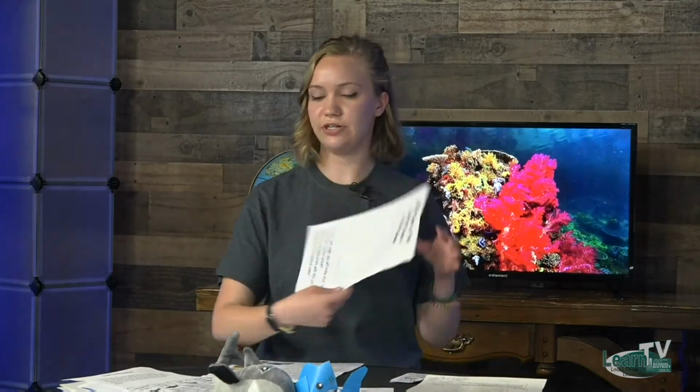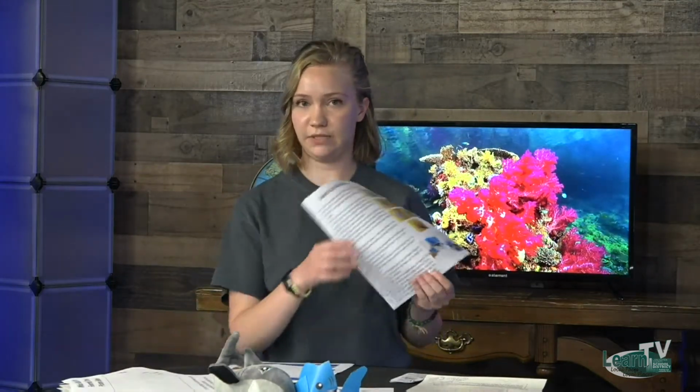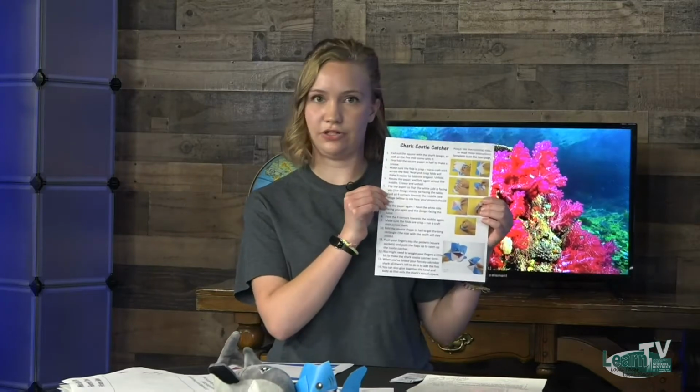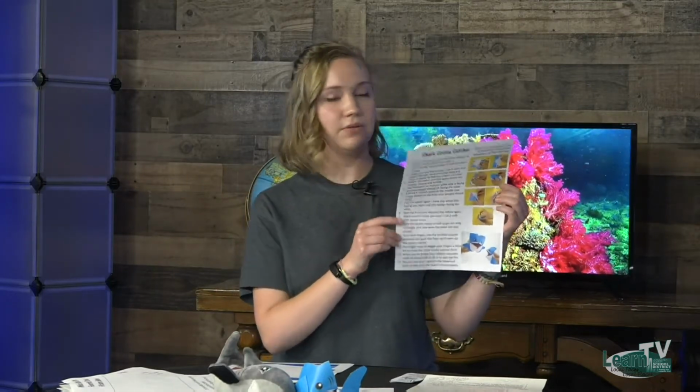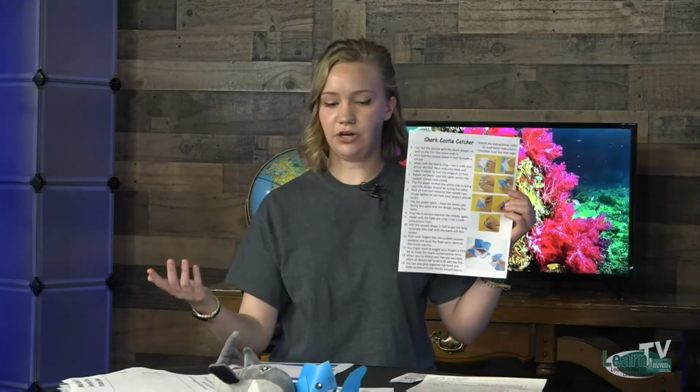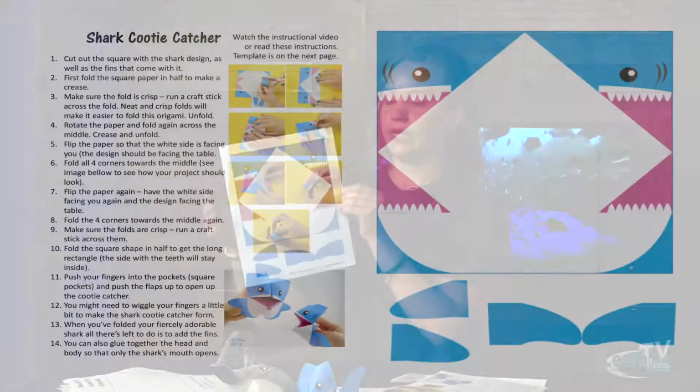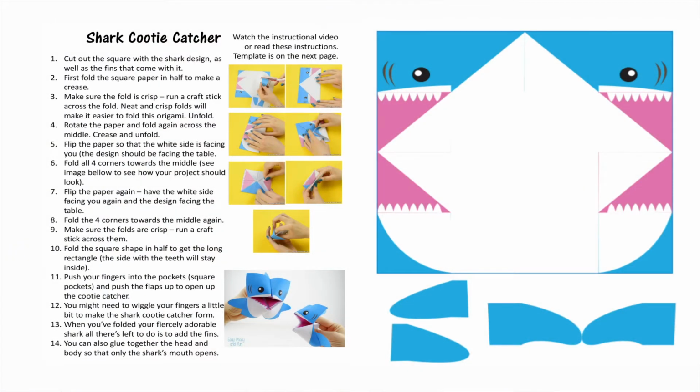So on your next page, after your picture that you're going to draw, you're going to find some instructions. So these are the instructions for the shark cootie catcher. And you can follow along with these, or you can just listen to my video. But definitely have an adult around just to make sure if you have any problems. You're going to need this paper right here. That's the next one in your packet. And you're going to want to cut out this big square and these little fins. All right, so I'm going to do that with you.